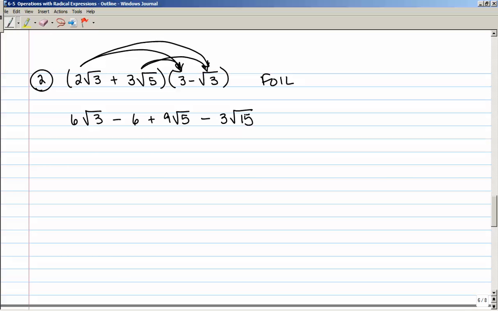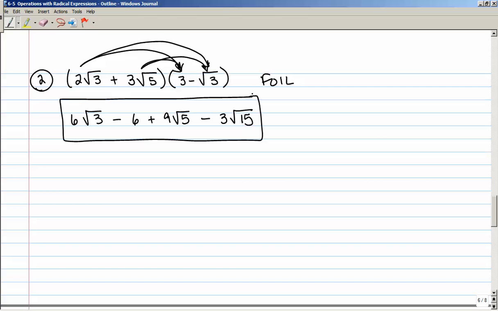And I don't have any like terms to combine, because here I have a radical, square root of 3, square root of 5, square root of 15, can't combine anything. If you did have some radicals that were the same, you could combine like terms, but nothing there, so I'm done.